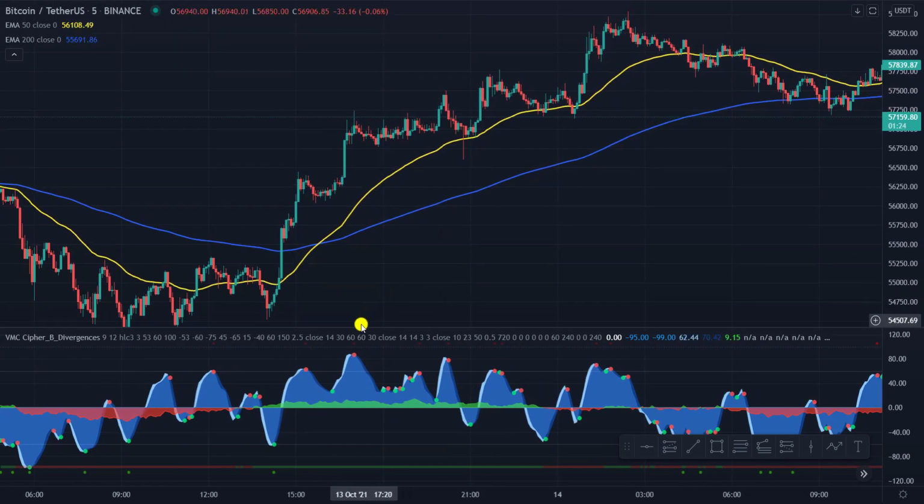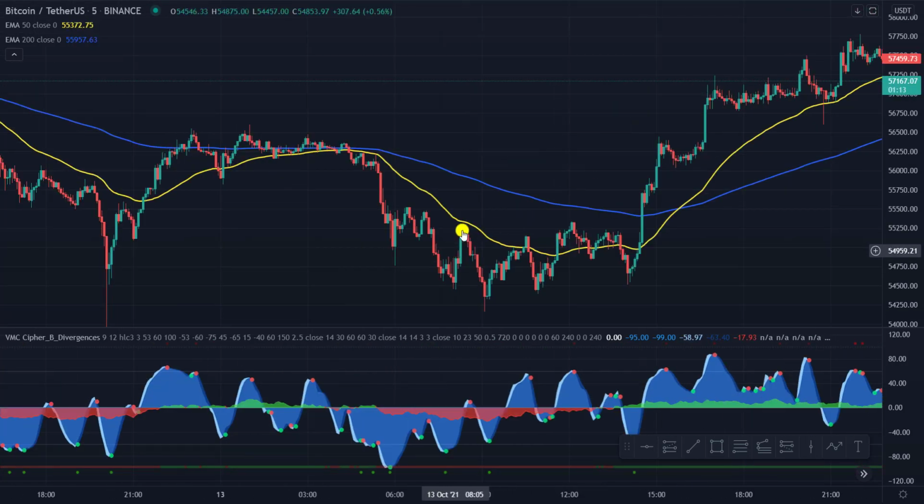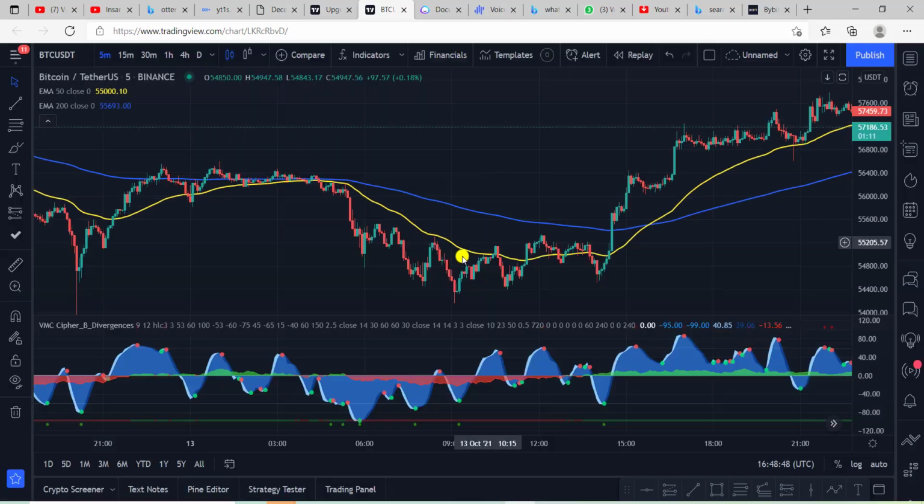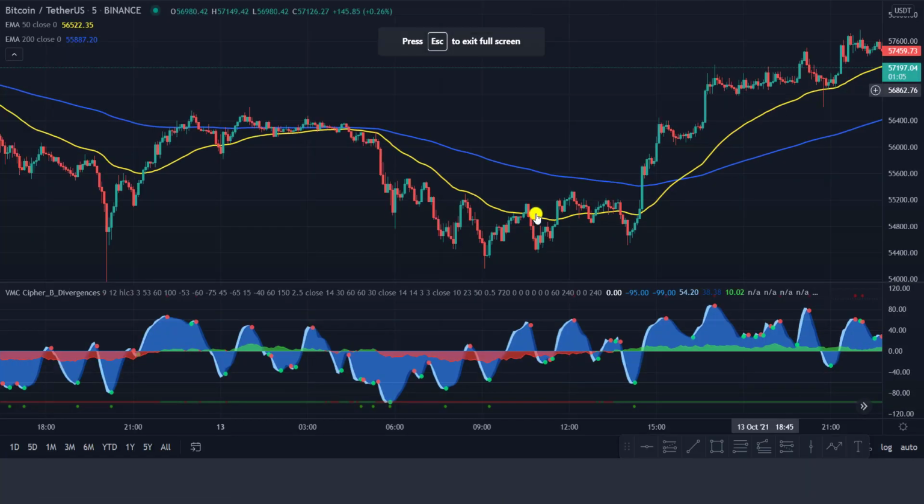Rule number 2 is that you can only take a long position once price has pulled back into the 50 period EMA, such as in these 4 instances. For a short, you can only take a position once price has pulled back into the 50 period EMA, such as in these 2 instances.